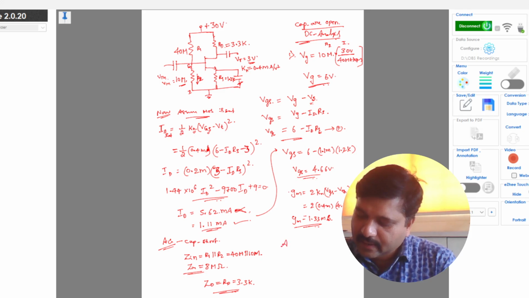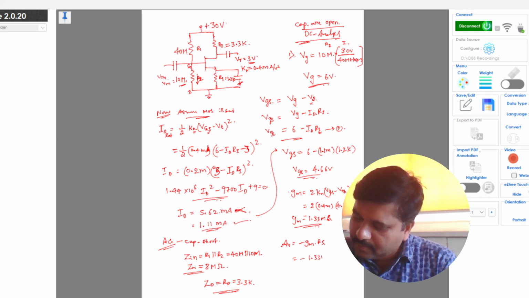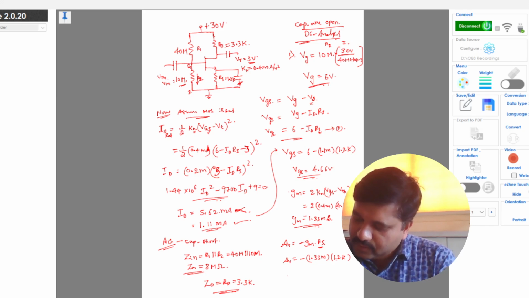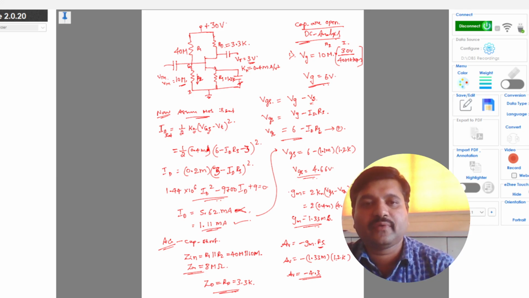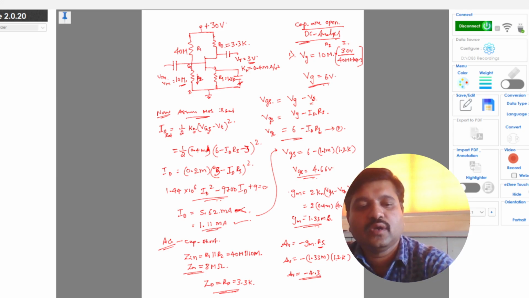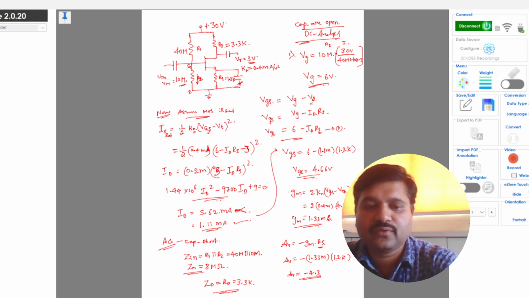And the gain Av is nothing but minus gm into Rs. You will get minus 1.33 milli multiplied by Rs, 1.2 kilo. So you will get Av as minus 4.3 or 4.4. This is the gain of the amplifier. So this is the common source amplifier circuit for the discussion.